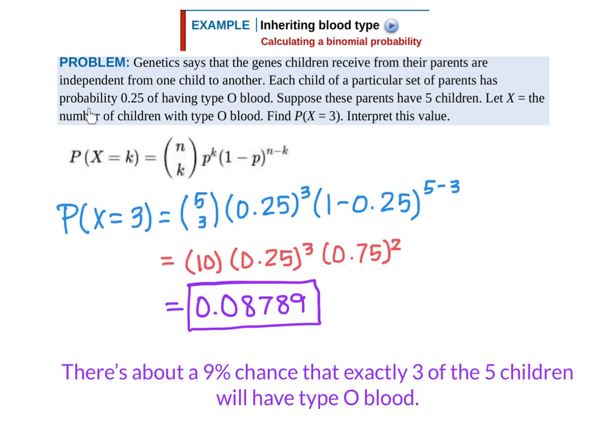All right, so I'm going to use this equation that we saw on the last page. We're looking for P(X = 3), and so that's 5 choose 3. The probability is 0.25 to the third power because that's the k value we're looking for. And then 1 minus that probability, 1 minus 0.25, to the n minus k, 5 minus 3. 5 choose 3, of whatever method you prefer, ends up being 10. So that is the binomial coefficient we're talking about. Then we just simplify these and we get that there's about a 9% chance that exactly 3 of those 5 children will have type O blood.